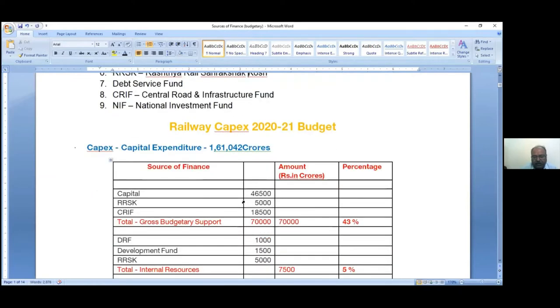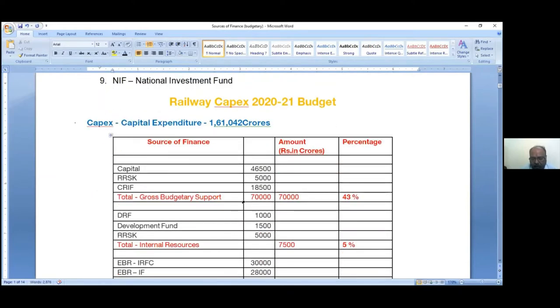This is the 2021 budget, to give an idea of the contribution of budget support, internal resources and external resources. Just for a glance. In that year, the proposed capital expenditure is 1,60,000 crores, whereas the gross budget support from the Ministry of Finance or Government of India is 70,000 crores, almost 43% of the total capital budget. Out of this, the capital is 46,500 crores, under RRSK 5,000 crores, and Central Road and Infrastructure Fund is 18,500 crores. Nowadays this is the biggest contribution, a very substantial amount for railway infrastructure.